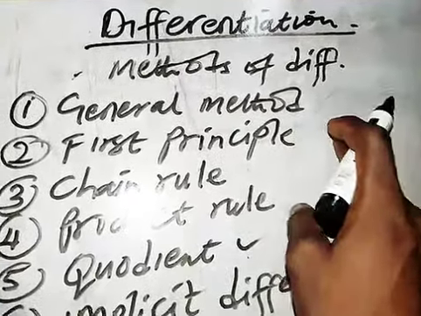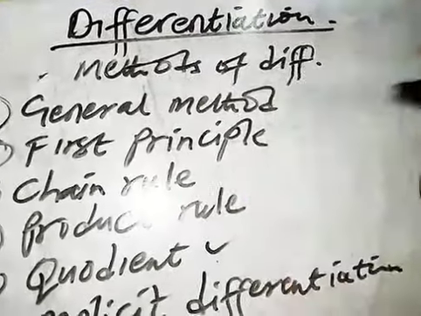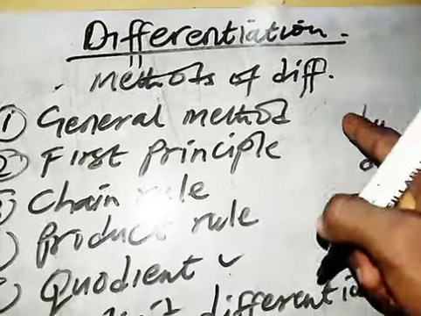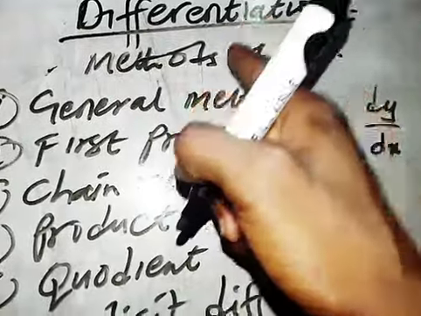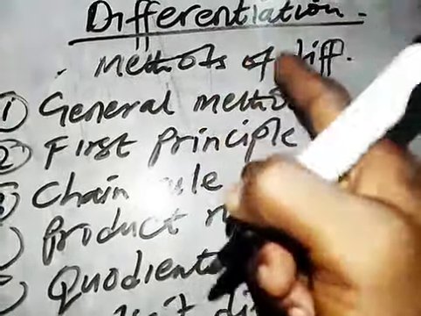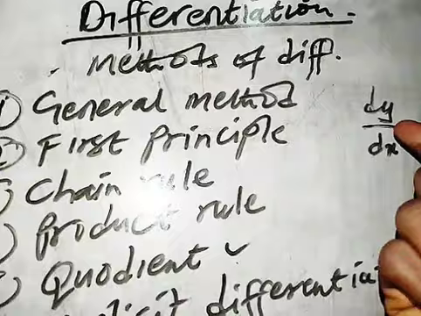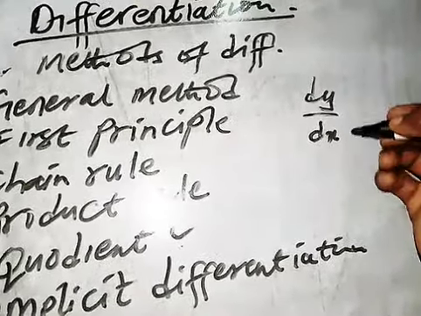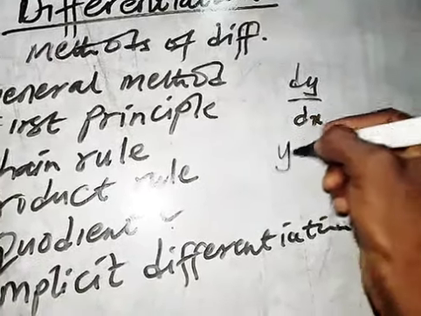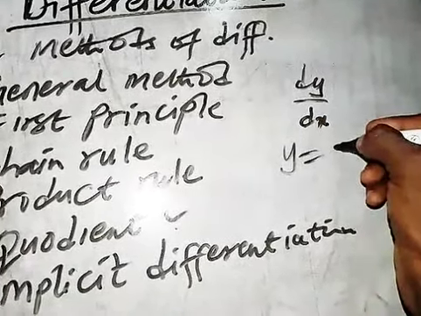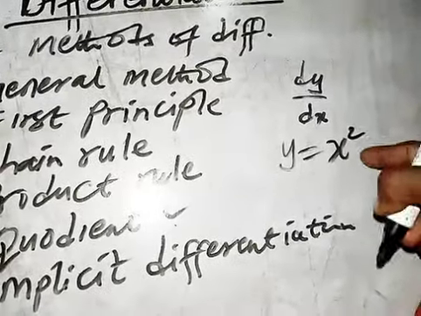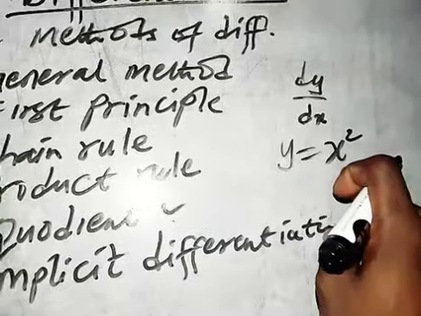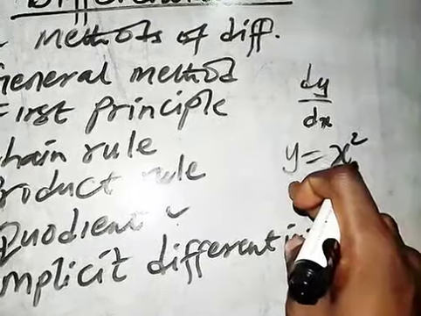I told you earlier that differentiation can be represented by dy/dx, and I define differentiation as the process of finding the derivative of a given function. Now a function can be like this. They may ask you: y is equal to x squared, and you are asked to find dy/dx. So this is a function, and this is the derivative.